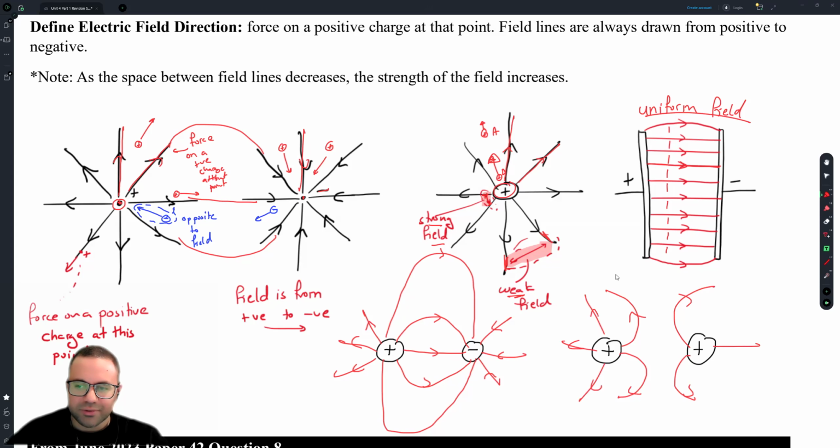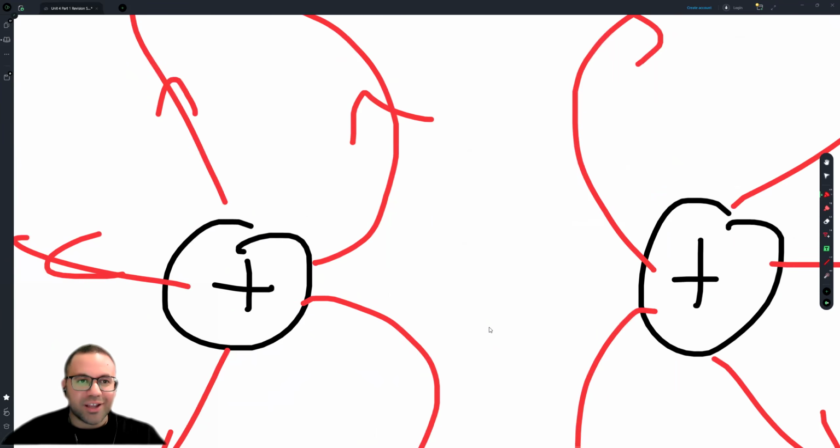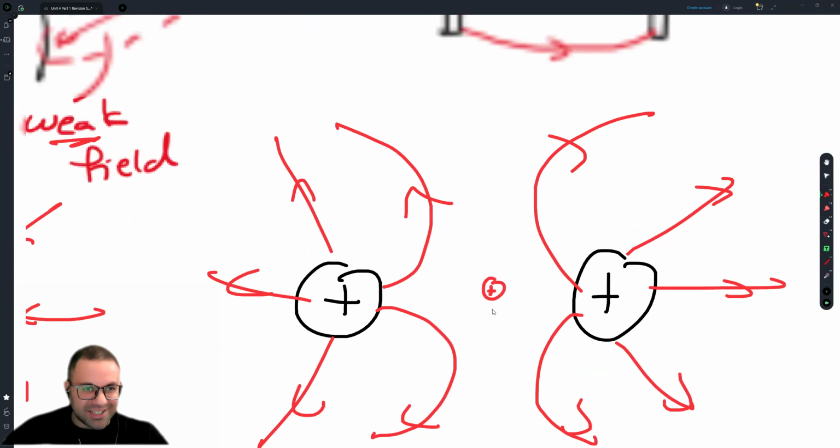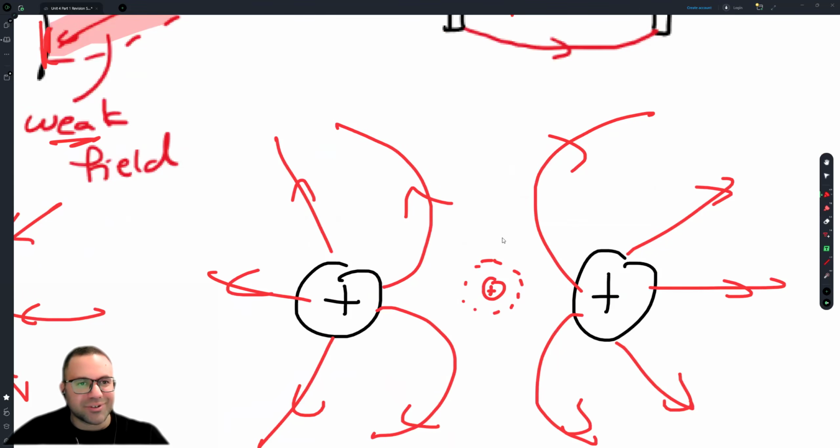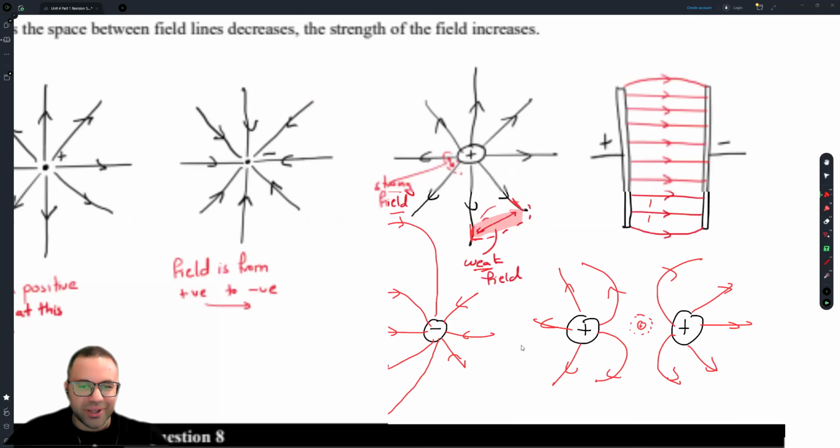Out of the positive. Do you know what that means? This means that if I zoom in here and I put something perfectly in the middle between them, it doesn't move. If I put a positive charge exactly in the middle, it doesn't move because this space is a null space. There's no field here. Zero field.